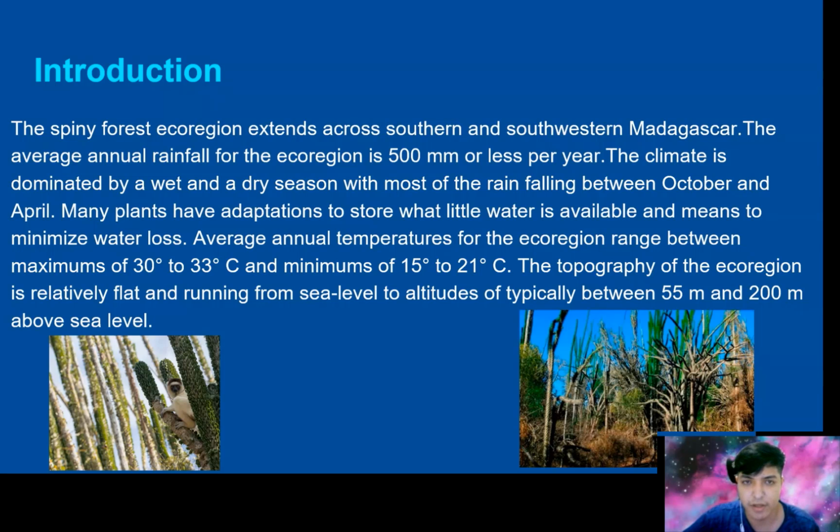Average annual temperatures for the ecoregion range between maximums of 30 degrees to 33 degrees, and minimums of 15 degrees to 21 degrees. The topography of the ecoregion is relatively flat, running from sea level to altitudes of typically between 55 meters and 200 meters above sea level.